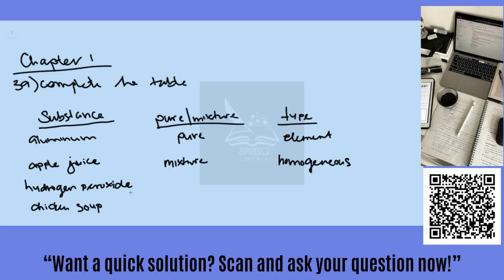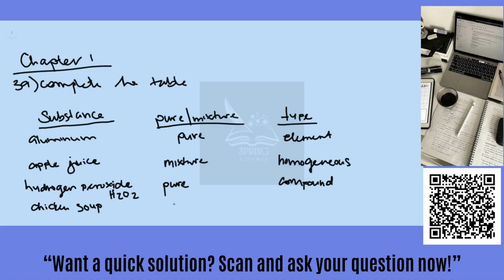Hydrogen peroxide, however, is simply a molecule made up of 2 oxygen atoms and 2 hydrogen atoms. And so in that case, a sample of hydrogen peroxide would in fact be a pure substance, but it's not an element like aluminum is. It's not a single atom type, which makes that a compound instead.